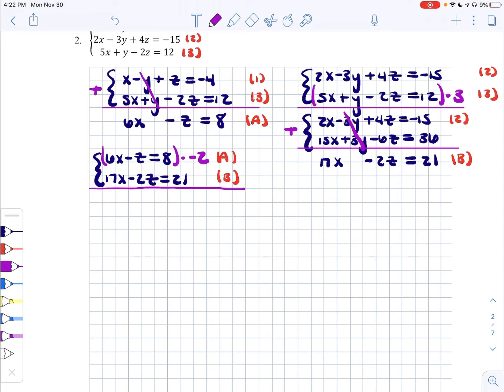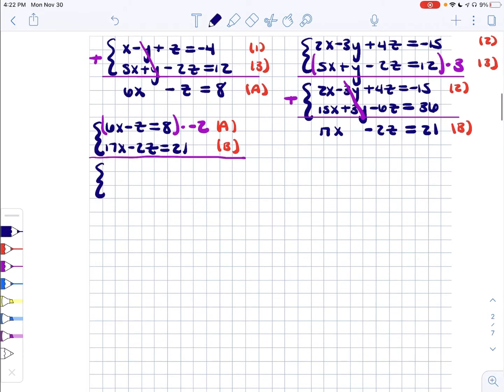All right, rewrite our system. So multiplying equation A through by a negative 2, we would get negative 12x plus 2z is equal to negative 16. And then the bottom equation, I'm just going to copy right over. All right, and then just add them up.